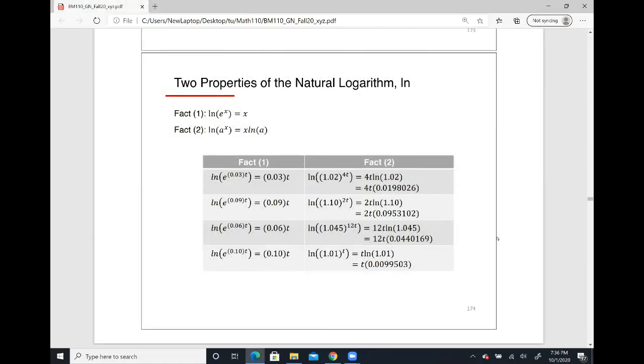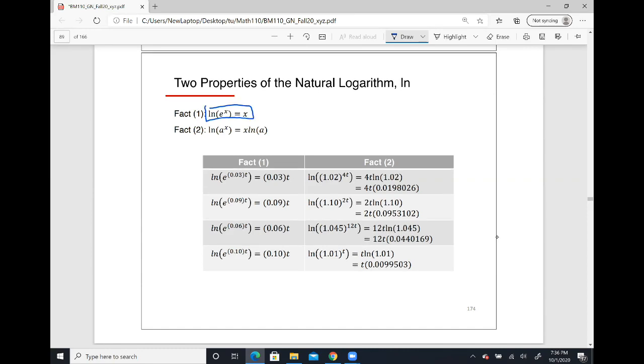So on this page, it talks about two properties of the natural log that you need to know. The first one, we call fact number 1: ln of e to the power x will be equal to x. That's because ln is log base e, so it cancels the base e inside the argument and you are left with the x only. This is one of the properties that you really need to remember.